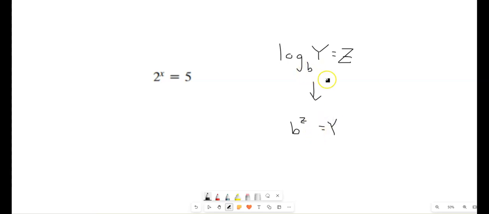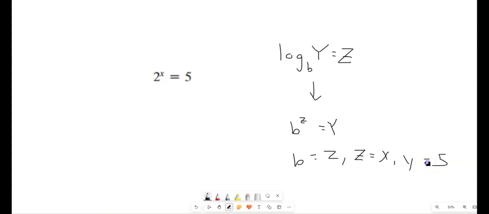So remember, it's the base raised to the number or value or expression on the other side of the equal sign, and we set that equal to the argument here, y. So here our b is going to be, in this form, 2. Our z from this form is equal to x, and our y is equal to 5.